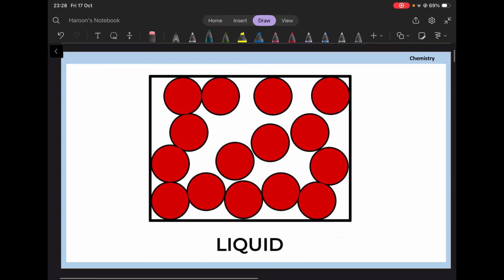Now for liquids, we'll discuss similar properties. What we see over here is that we don't see a regular pattern anymore. So we'll say irregular pattern now.